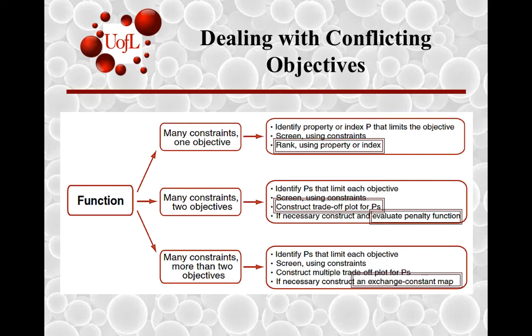When you have more than two objectives, the analysis becomes a little bit more complicated and we have to create an exchange constant map. We might look into this down the line later in the class.